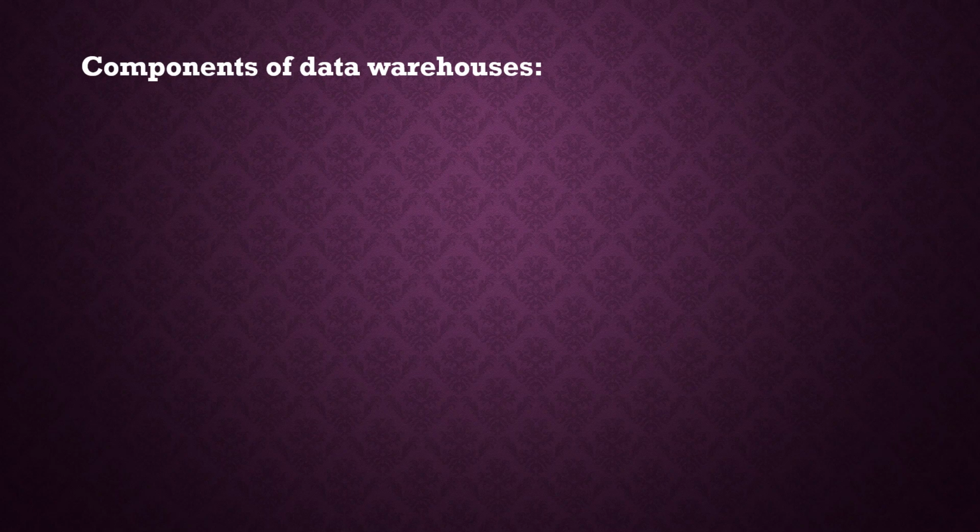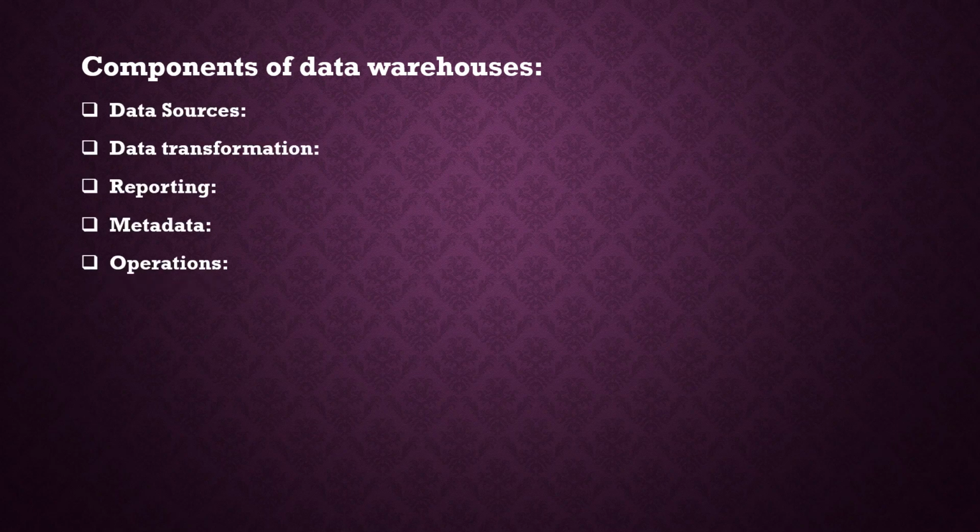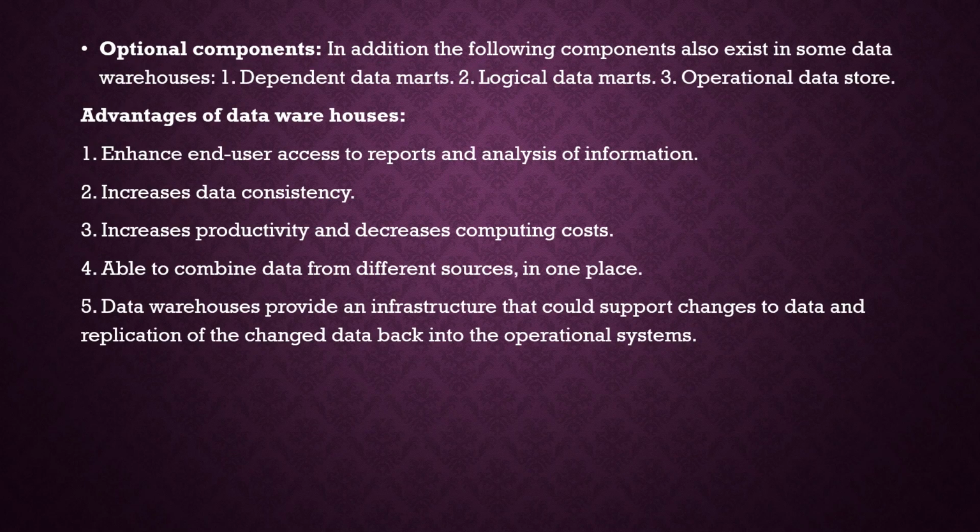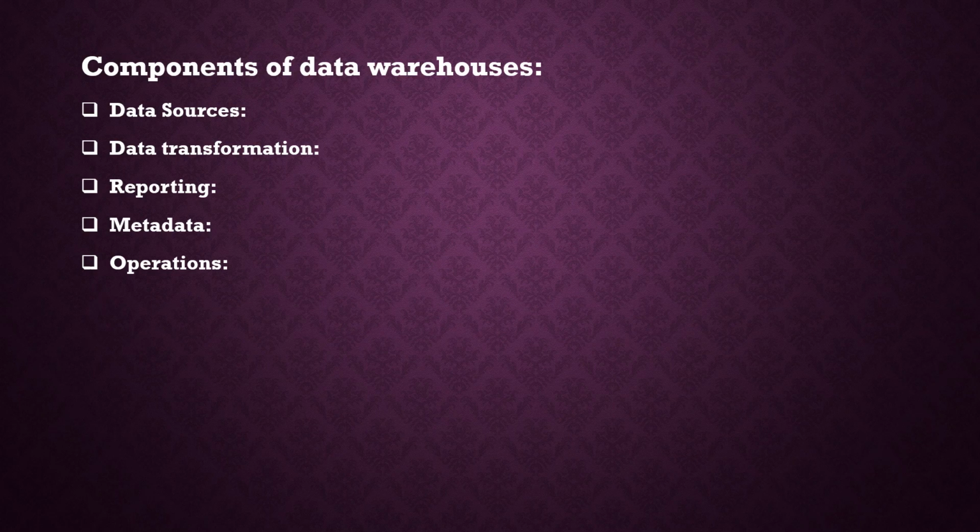Next, components of data warehouse. The components of a data warehouse include data sources. Actually, data sources means various sources from which we can collect data. Then data transformation, next reporting the data, metadata, operations, etc. Okay, these are about the components of data warehouse.